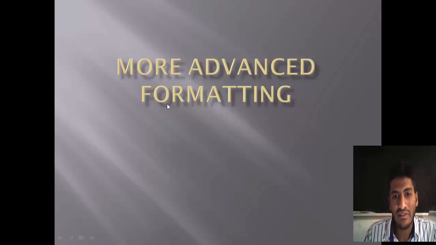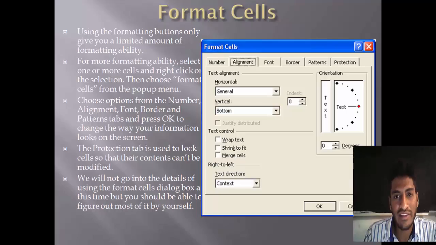More advanced formatting: formatting cells. Using the formatting buttons only gives a limited amount of formatting ability. For more formatting ability, select one or more cells, then right-click on the selection. Then choose Format Cells from the pop-up menu. Choose options from the Number, Alignment, Font, Border and Pattern tabs. Press OK to change the way your information looks on the screen.